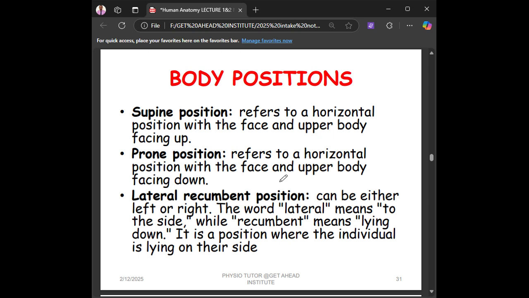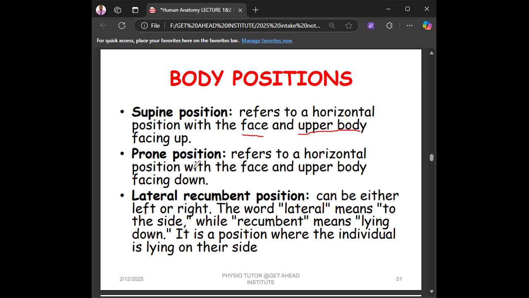Now let's talk about body positions. It is very important to familiarize yourself with these body positions. We have various body positions. We have the supine position, which refers to a horizontal position with the face and upper body facing up.